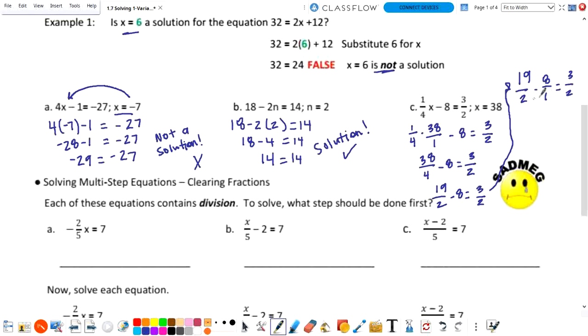And then to subtract it, we need common denominators. So we'll have 19 over 2, and we can make 8 over 1 have a denominator of 2 by multiplying by 2. So 8 times 2 is going to give us 16, and 1 times 2 gives us 2. And now we can subtract. 19 minus 16 gives us 3 over 2, which does equal 3 over 2, so we have a solution.